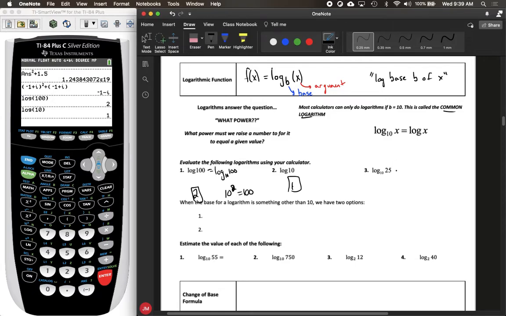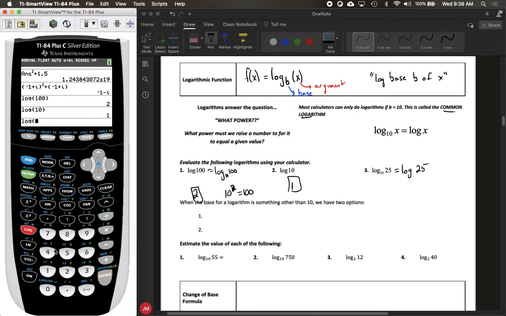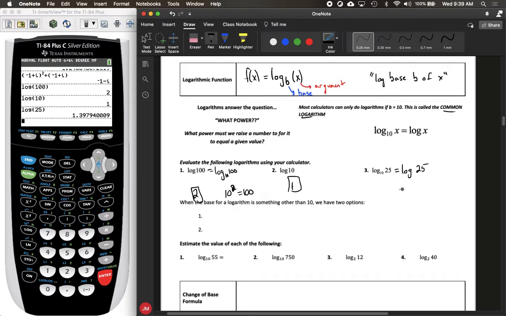And so to type this into the calculator, remember log base 10 is really just taking log of 25. So don't worry about the 10 being there. All you need to do in your calculator is to type in the log of 25 and close your parentheses, and that will tell you that the answer is 1.39, and let's go 3 decimal places, 1.398.